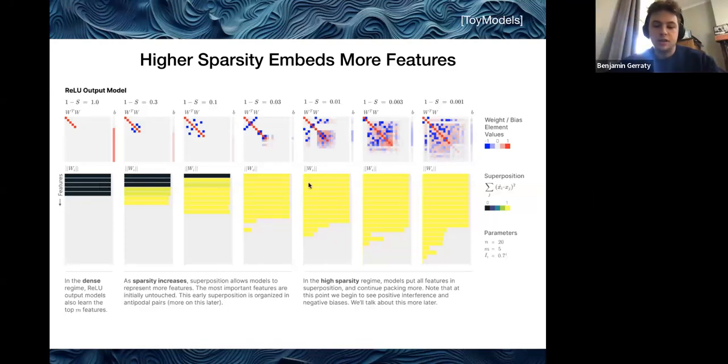And as we can see here, we've got a color code for how large the dot products are between the different features. So we can see here, these features are all orthogonal in the 5-dimensional space. And then as we increase, we embed way more features, and the dot products between them get more and more non-zero.